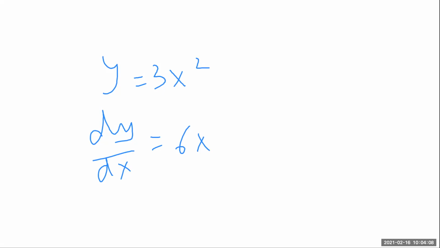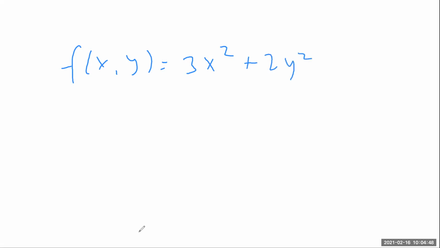What is the next one? Okay, now you have f 3x. Now I will make it a little bit more difficult, so I will delete this. So now you have two variables. f(x, y) equal to 3x squared. What is the next term? Plus 2 squared, right? Plus 2y squared.